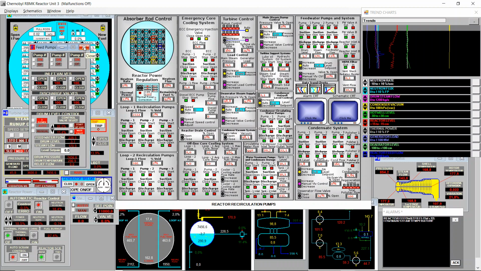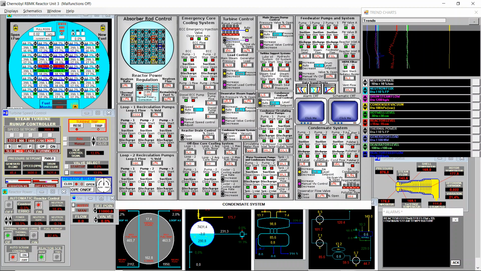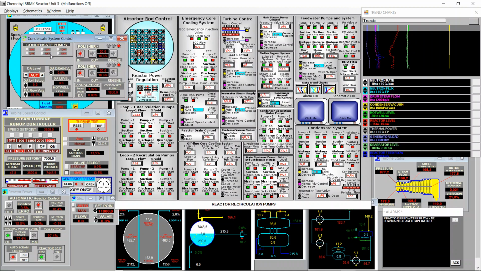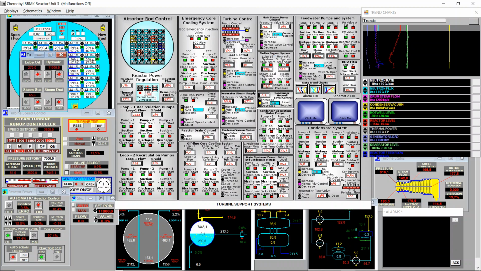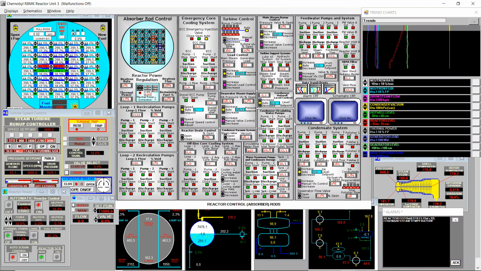Okay, we can close the feedwater pumps and systems. In the condenser system, we already switched on the second pump, so we are fine with this. We can go into the turbine support systems and close the steam drain. This will probably increase a bit the generated load because we don't waste steam now. And now we can keep increasing power set point to 25%.